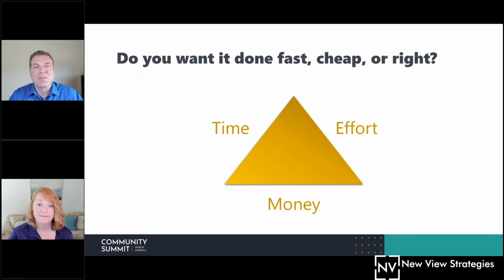One of my favorite tools, simple graphic of all time, is this triangle. When you talk about project management, those are the factors that are involved, and it's pretty straightforward. You affect one, it's going to affect the others, and you have choices to make.